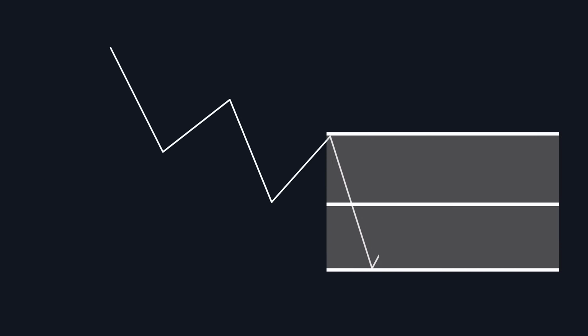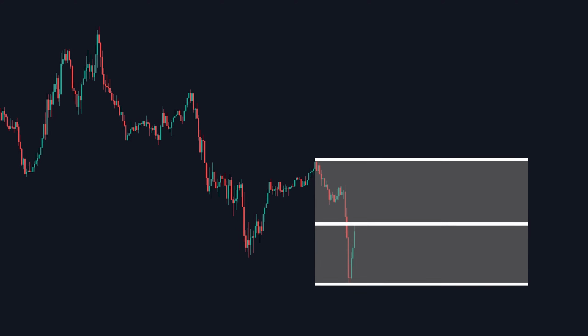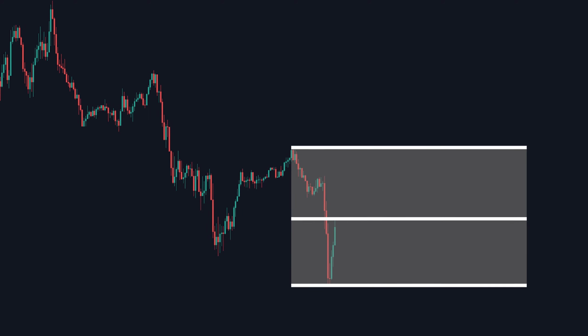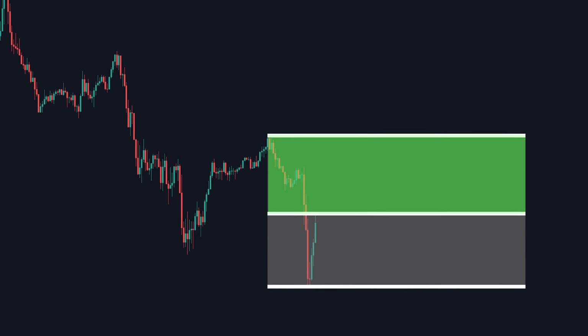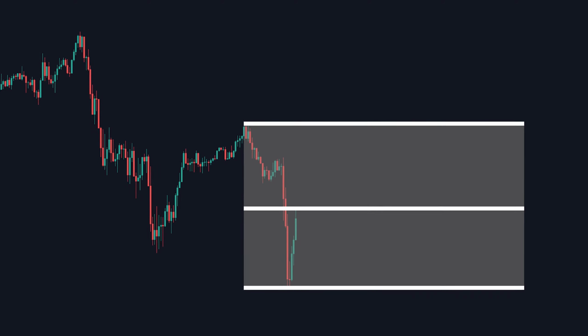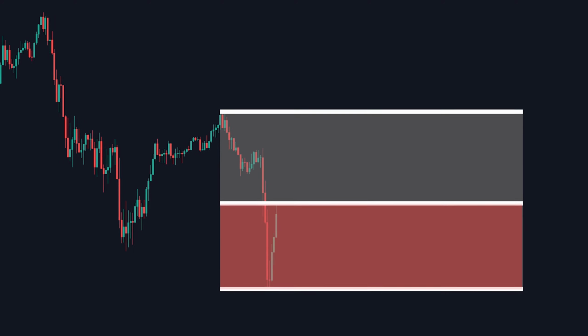Price will naturally want to go to these zones. Since we're in a downtrend and looking for short trades, we only want to look for trades in this upper discount zone. Meaning, if there are any setups in this lower zone, we would ignore them.